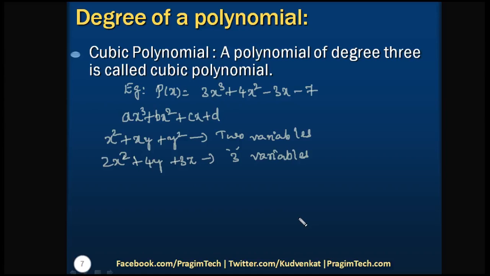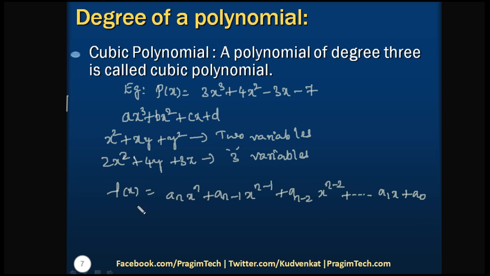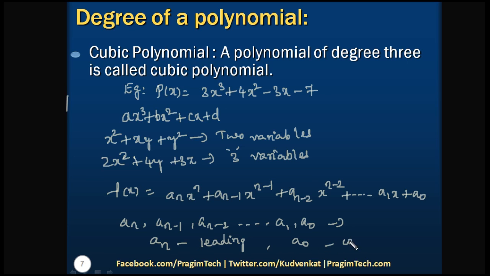From the above definitions, we can write a generalized form of a polynomial of degree n as f of x equals a n x to the power of n plus a n minus 1 x to the power of n minus 1 plus a n minus 2 x to the power of n minus 2 and so on, a1 x plus a naught. If you observe here, this is a polynomial of variable x. Here a n minus 1, a n minus 2 and so on, a1, a naught are known as coefficients, right? These are coefficients of the variable x. And here a n is called the leading coefficient. That means it is the coefficient of the highest degree of the variable, and a naught is known as the constant.